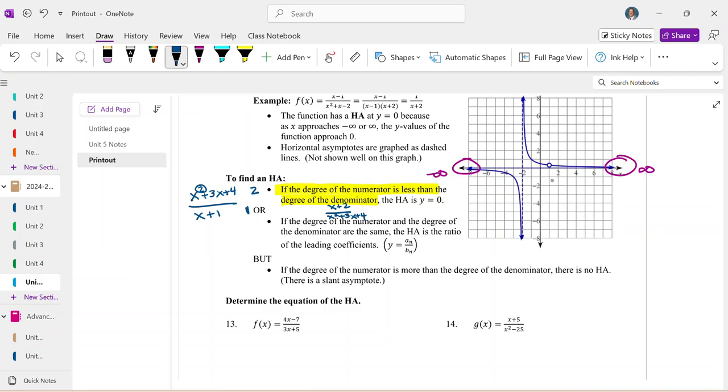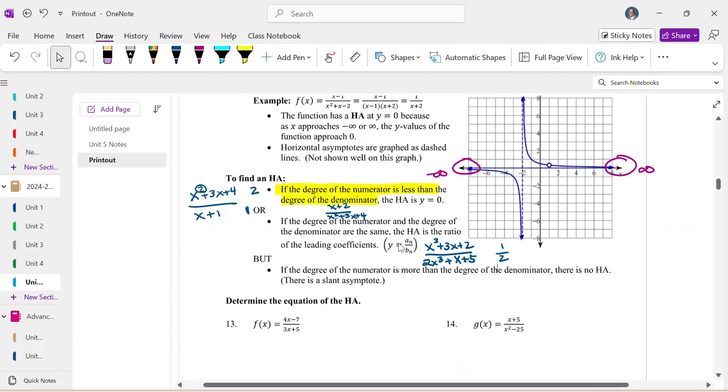That would be the horizontal asymptote. If the degree of the numerator and the degree of the denominator are the same, for example, if you had x to the third plus 3x plus 2 over 2x to the third plus 1x plus 5, then what you do is you divide the leading coefficients. Here the leading coefficient is 1, here it's 2, so the horizontal asymptote for this one would be 1/2. So you divide the leading coefficients.